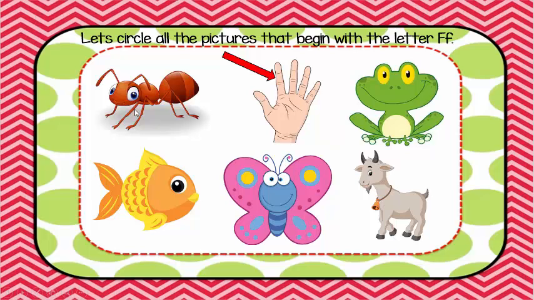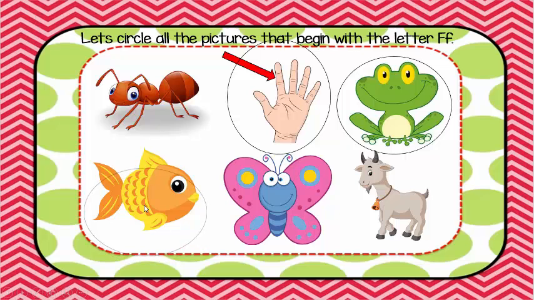The first picture we have is an ant. An ant begins with the letter A. This is finger. Finger begins with the letter F. A frog. Does frog begin with F? Yes, it does. So let's circle the frog. The next picture we have is a fish. This begins with the letter F. And butterfly and goat do not begin with this letter, so we will not circle them. Here we have finger, frog, and fish.